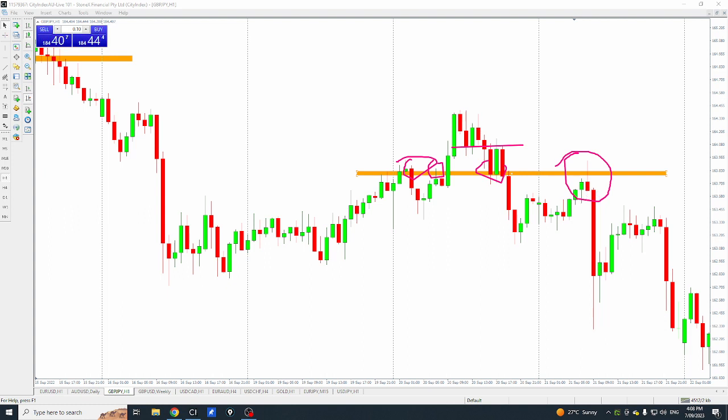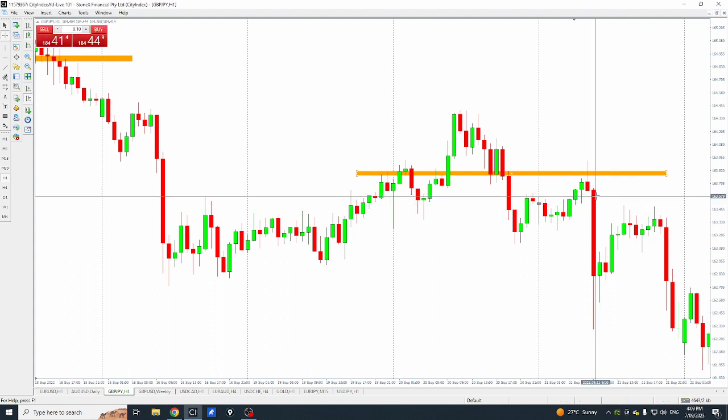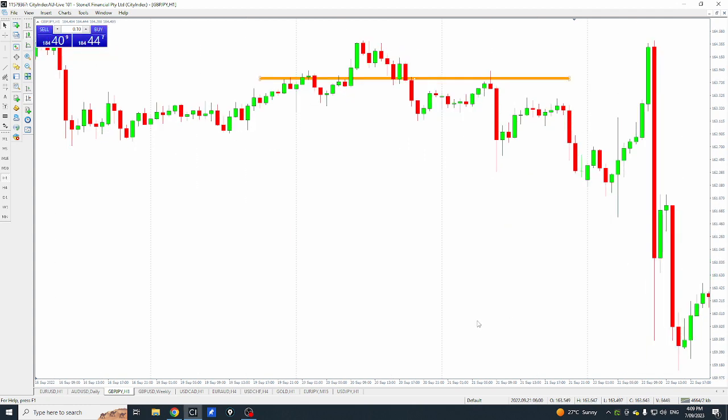And if you would have traded this strategy, definitely you would be making, excuse me, this is around 35 pips, and it went down almost 130 pips. So you'd have 1 to 2 definitely there.